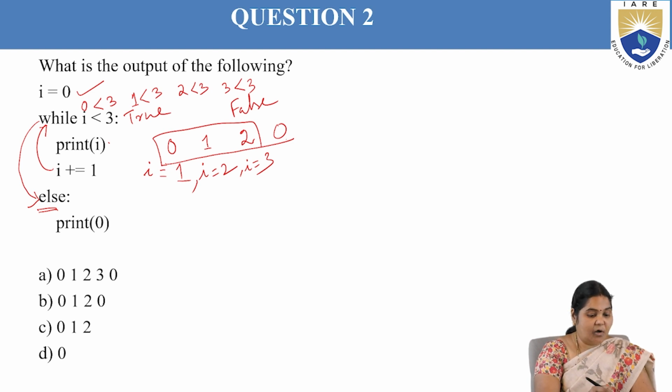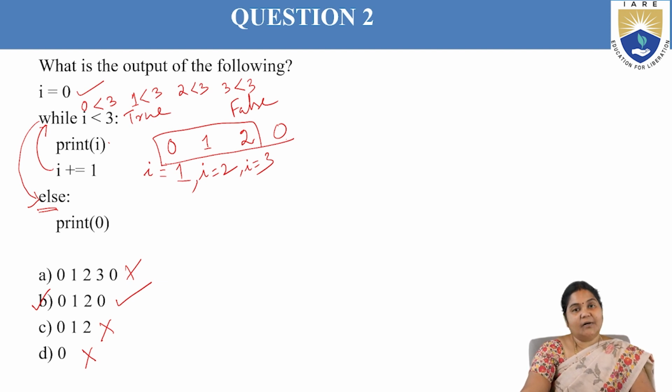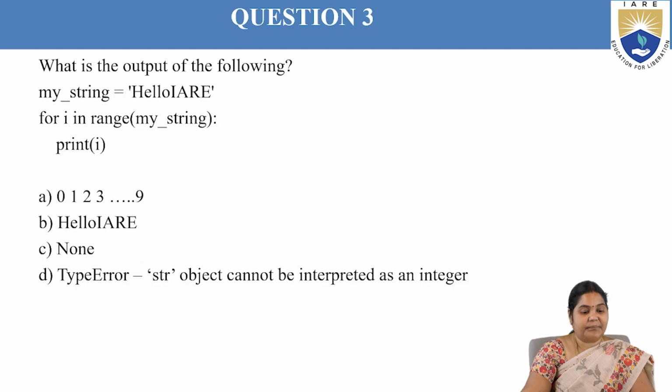So what is the output? Let us check. 0, 1, 2, 3, 0. No, it is not correct. 0, 1, 2, 0. Yes, it is correct. This is incorrect. This is also incorrect. This way, you have checked that option B is correct for this question. Now, let us go for the third question.